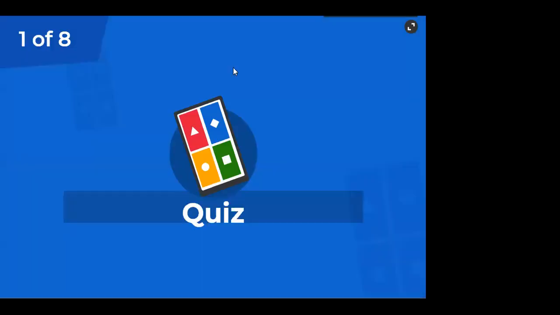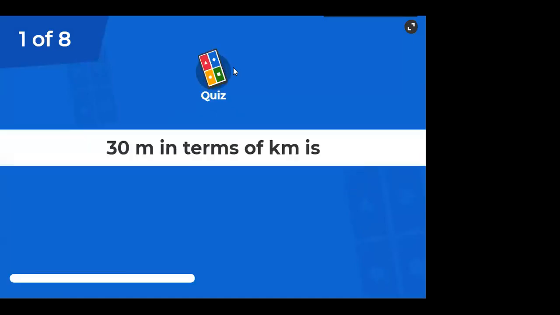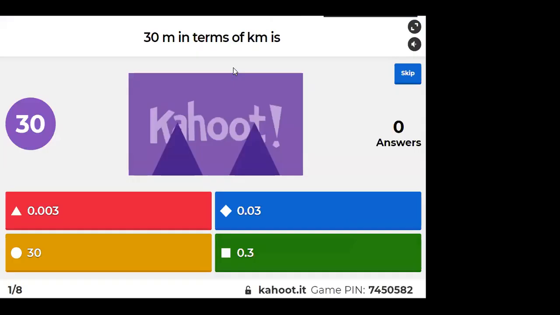See what is the topic, everyone? You will see, it's a conversion, same conversion. 30 meter in terms of kilometer is. It is just the conversion that we studied in last class.